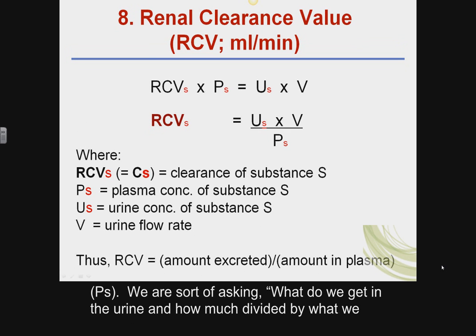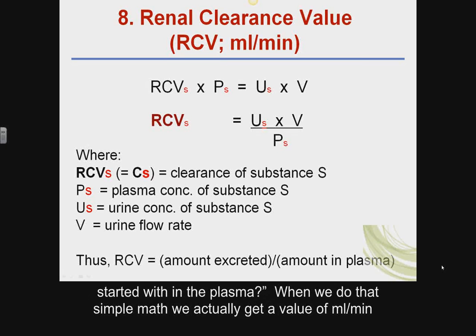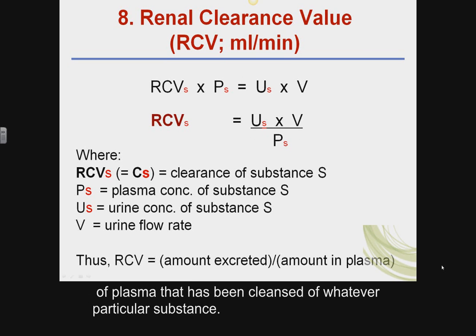We're basically asking, what do we get in the urine, and how much divided by what we started with in the first place of that substance in the plasma. When we do that simple math, we actually get a value of milliliters per minute of plasma that has been cleansed of a particular substance.